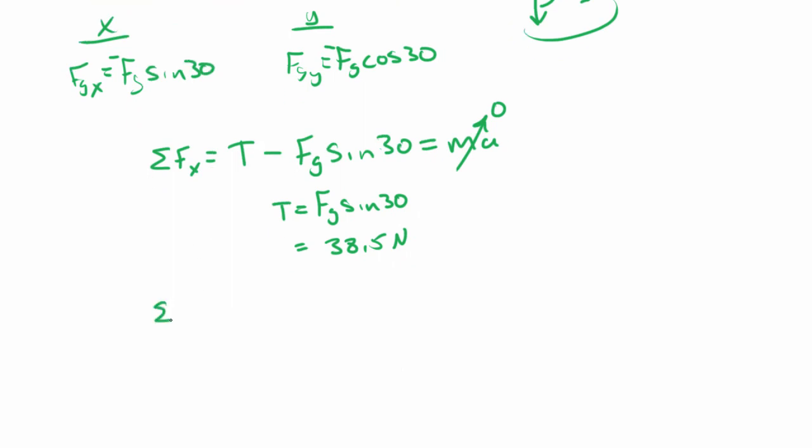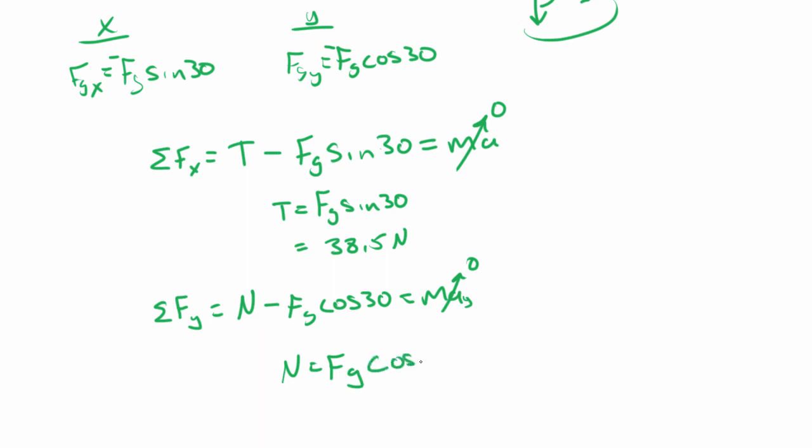So that means that if I solve Newton's second law in the y direction, I'm going to get an equation for the normal force. So my equation is N minus Fg times cosine of 30, that's equal to mass times acceleration in the y direction, which again is 0. So once again, I didn't have to do anything tricky. I just know that the normal force has got to be equal to Fg times cosine of 30. If you solve for that, you're going to get 66.7 newtons.